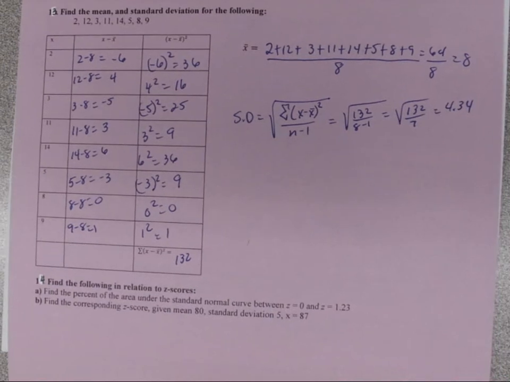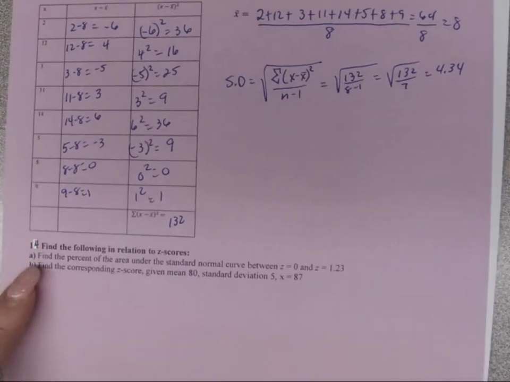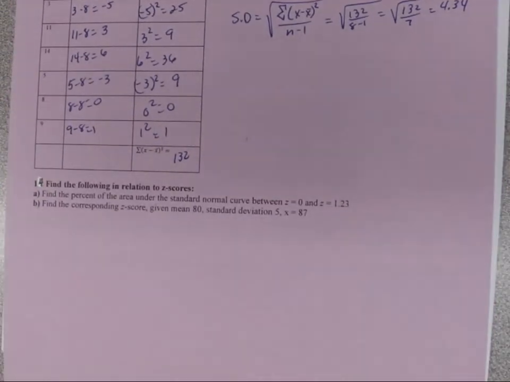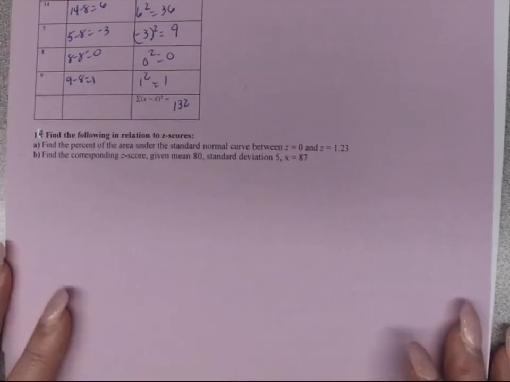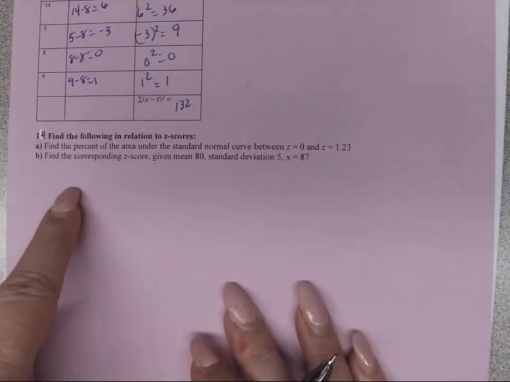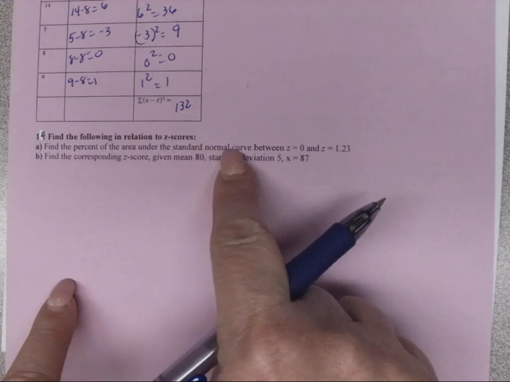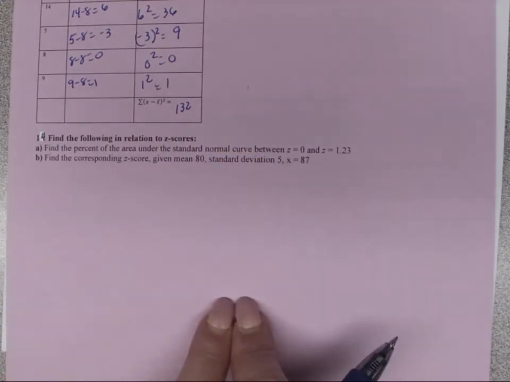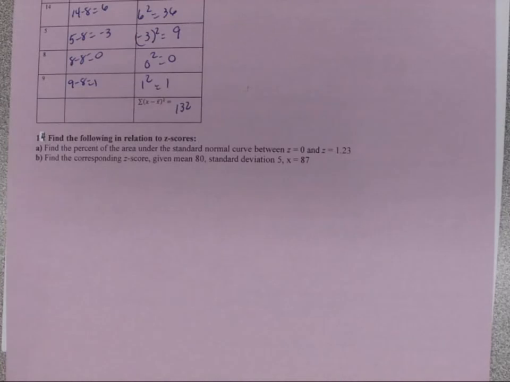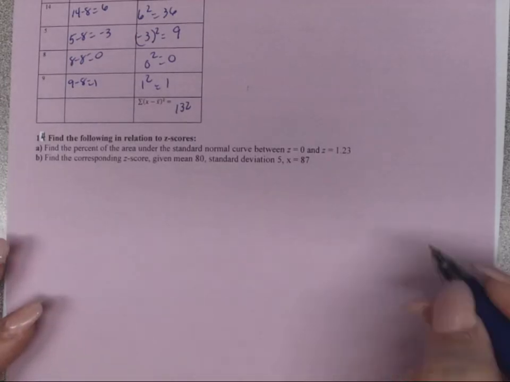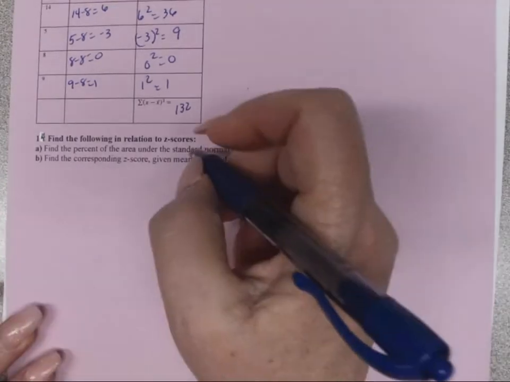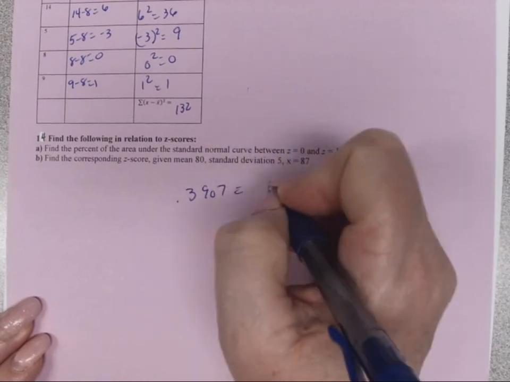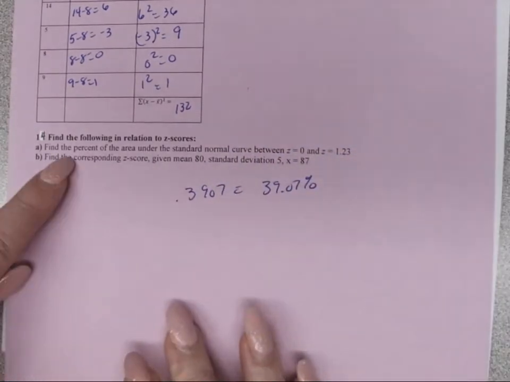All right, so now we need to find the following in relation to z-scores, and I forgot my z-score chart. So in following that, you need to get the z-score. I'll have it on the table. And we're going from 0 to 1.23. So on your z-score chart, you will come down this side and go 1.2, and on the top you go 0.03. And where they match is where you're going to find that value. So when you take your 1.2 and 0.03 from the top, you will find that you get 0.3907, which is 39.07%, because you're looking for percent.